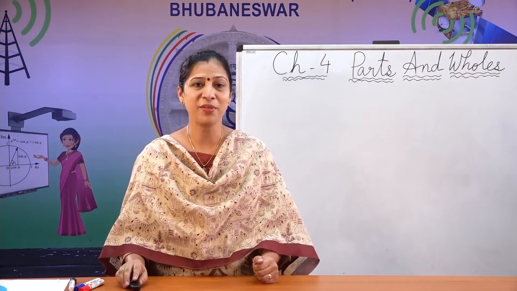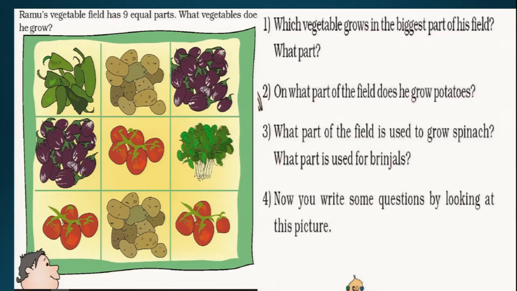Yes, just count it out. Yes, 1, 2, 3, 4, 5, 6, 7, 8, 9. You can see that the whole thing is divided into 9 equal parts. So let's see the questions now. Which vegetable grows in the biggest part of his field?